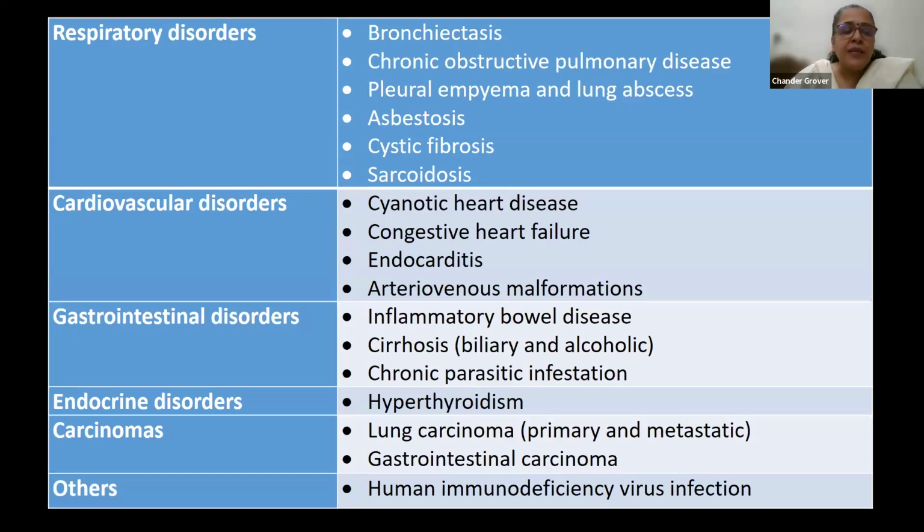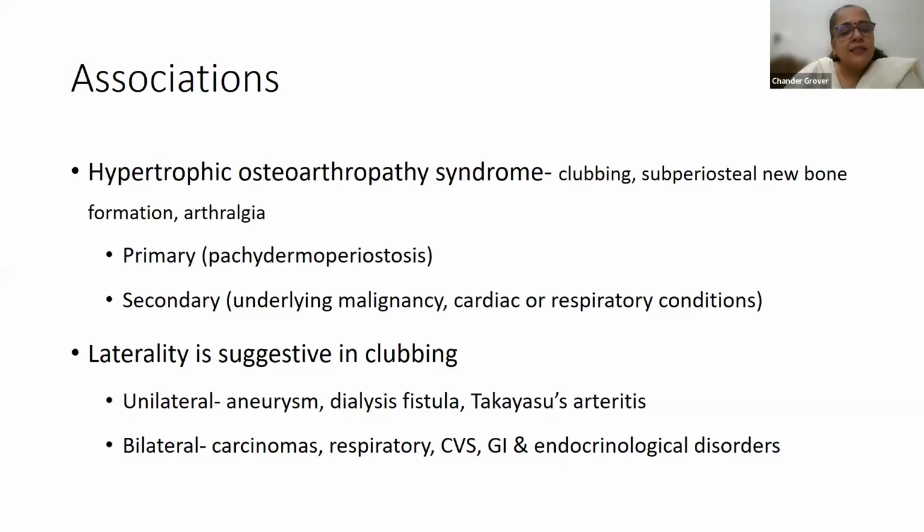There can be too many, but it at least gets you thinking about why the soft tissue hypertrophy is happening, and the specific systemic examination can be done. Laterality is again suggestive in clubbing. So if you see it in one hand and not in the other, or on one side of the body and not on the other, then you think in terms of a localized vascular phenomenon versus a generalized disease.